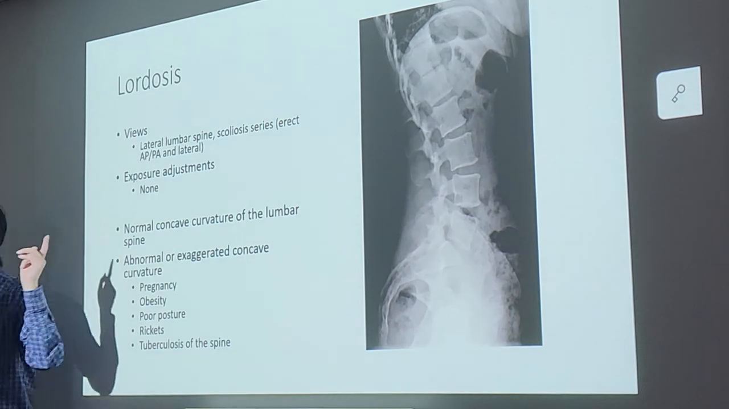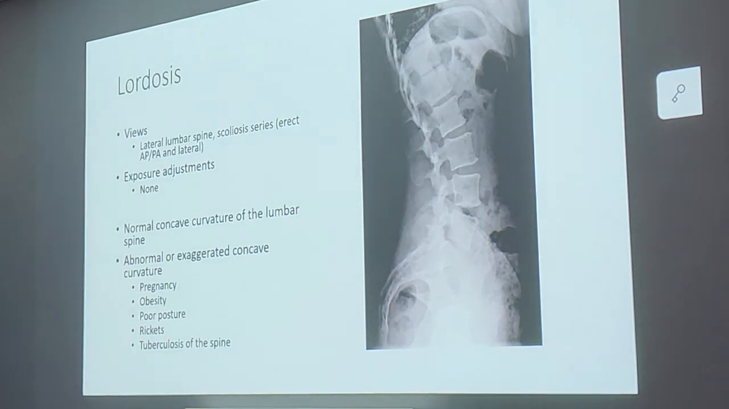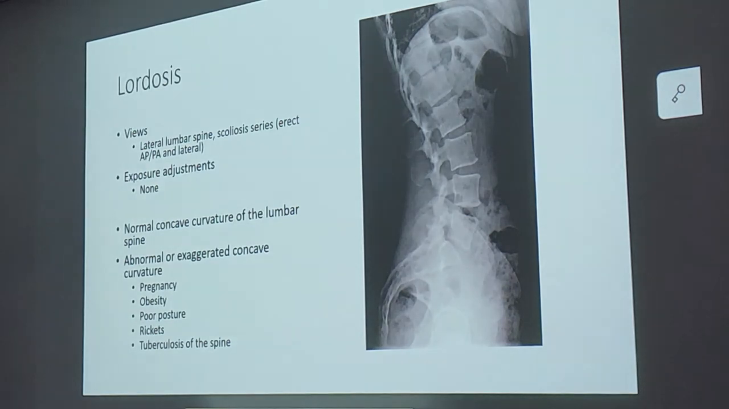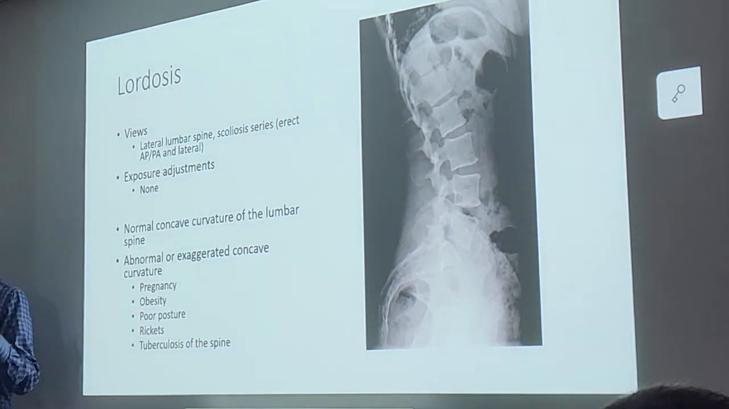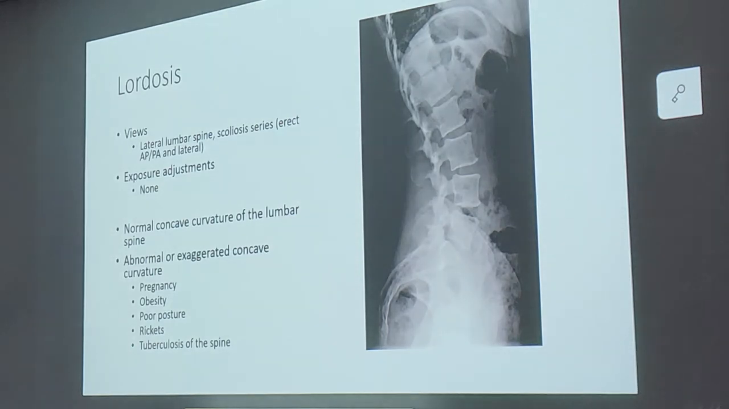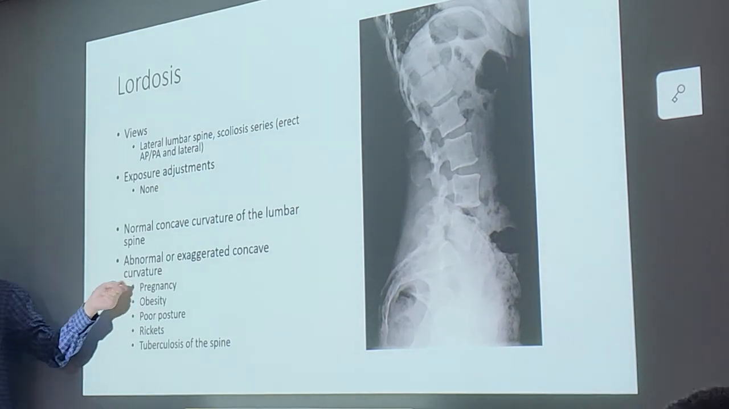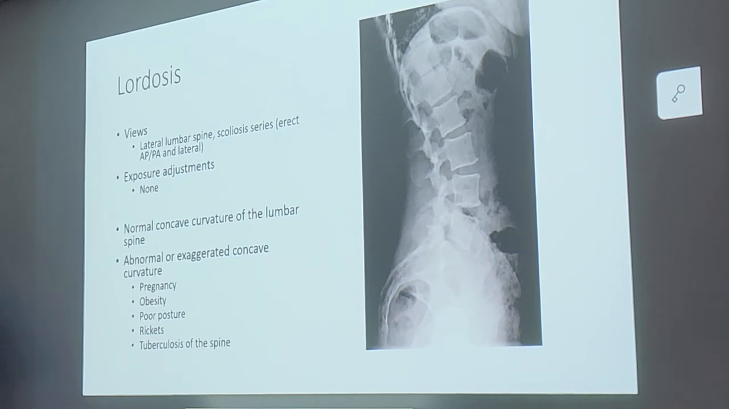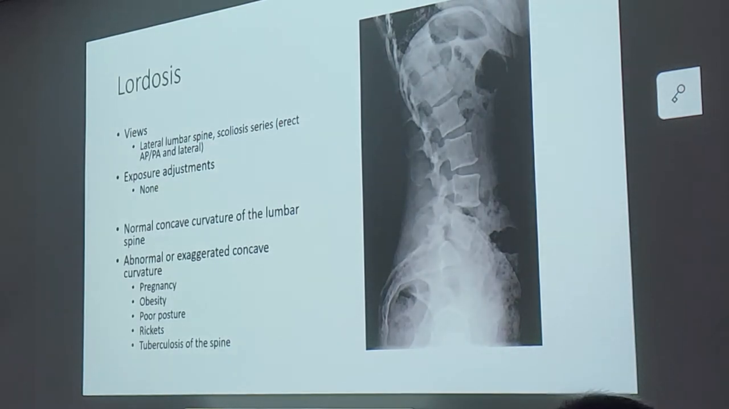So, once again, the lumbar spine has a normal lordotic curve. It's supposed to be in lordosis. But just like with kyphosis, this curve can become exaggerated. It can become bigger than it's supposed to be. So what can cause this abnormal curvature? Pregnancy: weight in the front, so the person leans back to counterbalance it, which adds additional strain and additional curvature. Obesity, same idea. Poor posture, same idea. Rickets, osteomalacia, once again softening of the spine. And also tuberculosis of the spine.